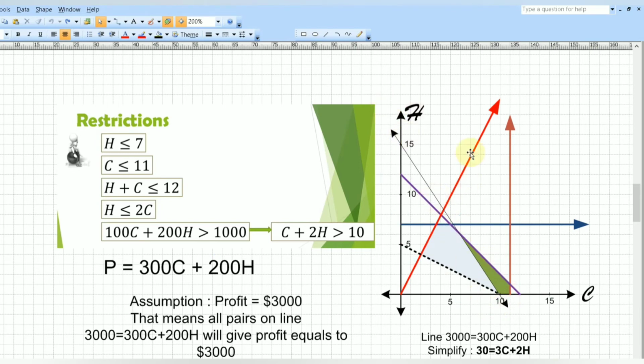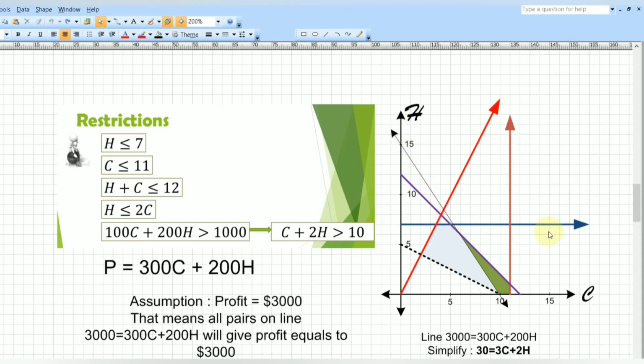It means since we are aiming to find the greatest possible value of profit, we cannot take from the light blue region. We have to search further from the dark green area to find which pair will give us the largest possible value, because the green area will give you a profit greater than $3,000, since this is the 3,000 profit line.